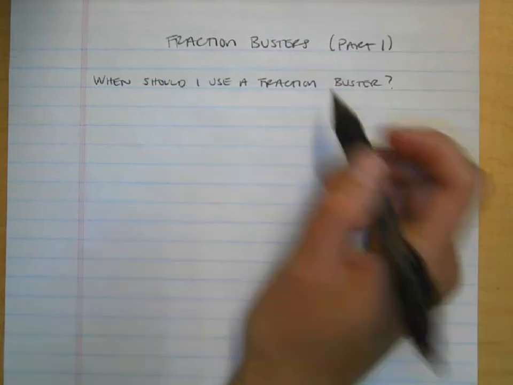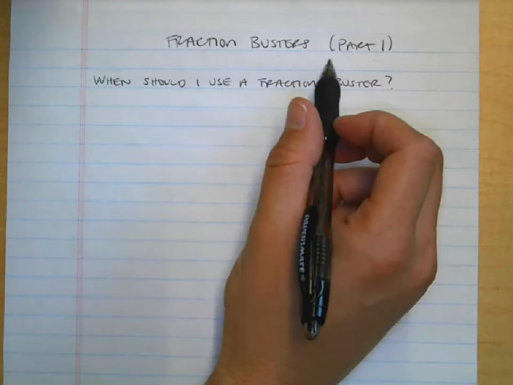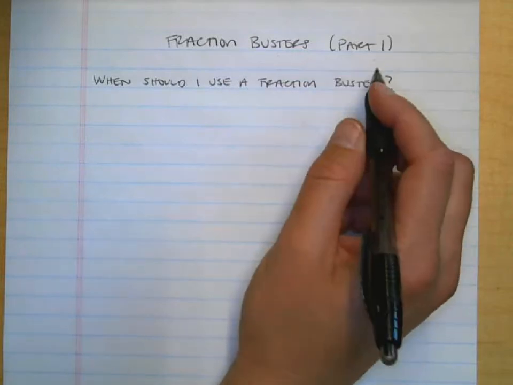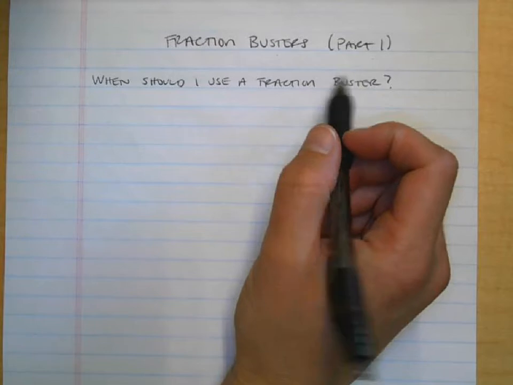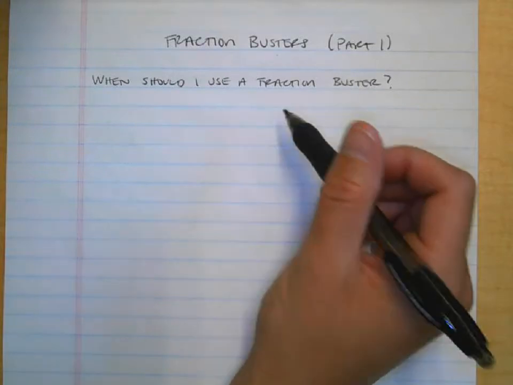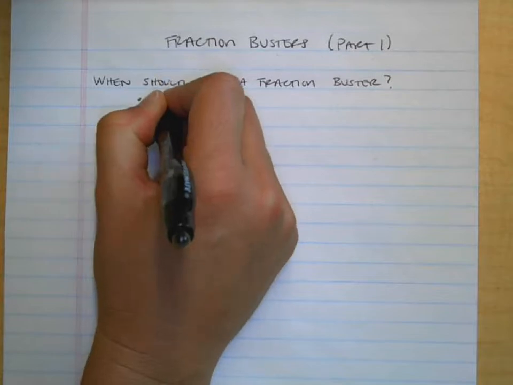Alright, you guys, so today we're going to be talking about Fraction Busters Part 2, so go ahead and make sure that you title your paper Fraction Busters Part 1. Sorry, not Part 2. We're talking about part 1. So go ahead and make sure that your full name is on the notes, and then when should I use a fraction buster? So you must have an equal sign.